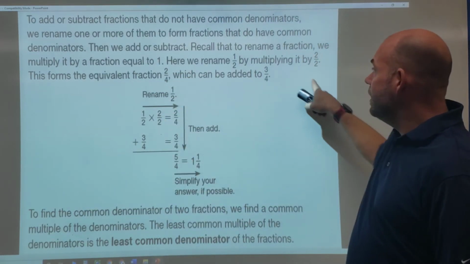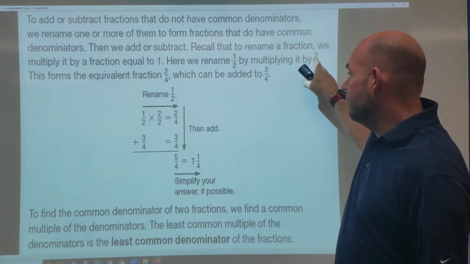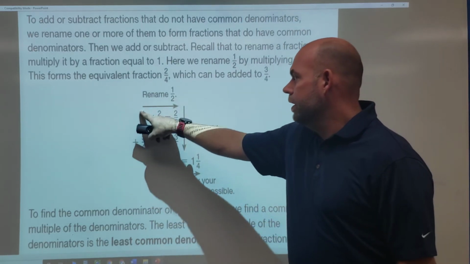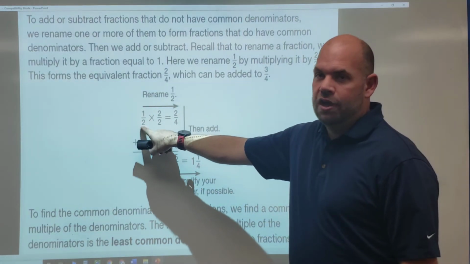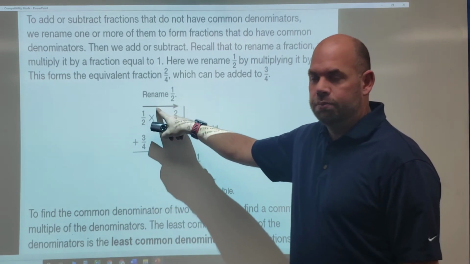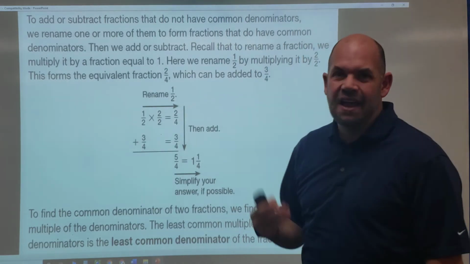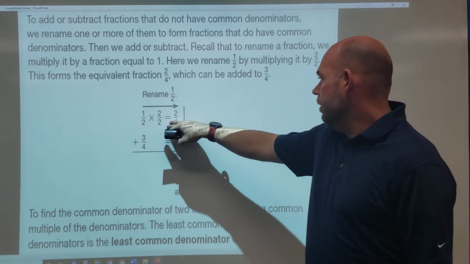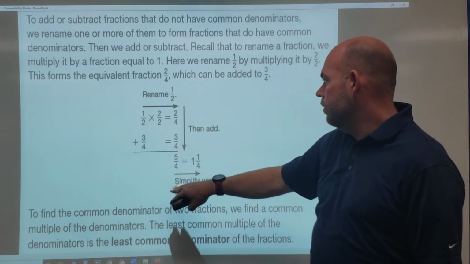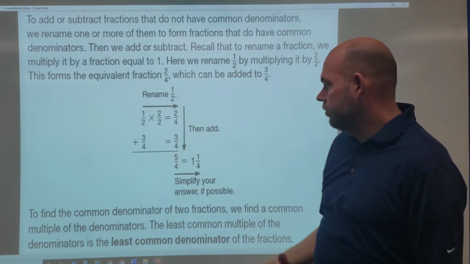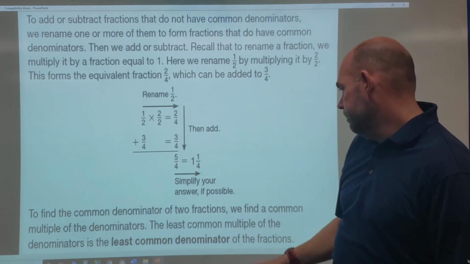Now the way we know that we're supposed to multiply it by 2 halves is we know we want the denominator of 4, and we're starting with a 2 on the bottom. 2 times 2 is 4. So we know whatever we have on the bottom, we have to also multiply by on the top. And that's how we came up with the 2 halves, all right? So we take our 1/2, change it to 2/4, and now we can just add 2/4 plus 3/4 equals 5/4. This is the same problem we just did.